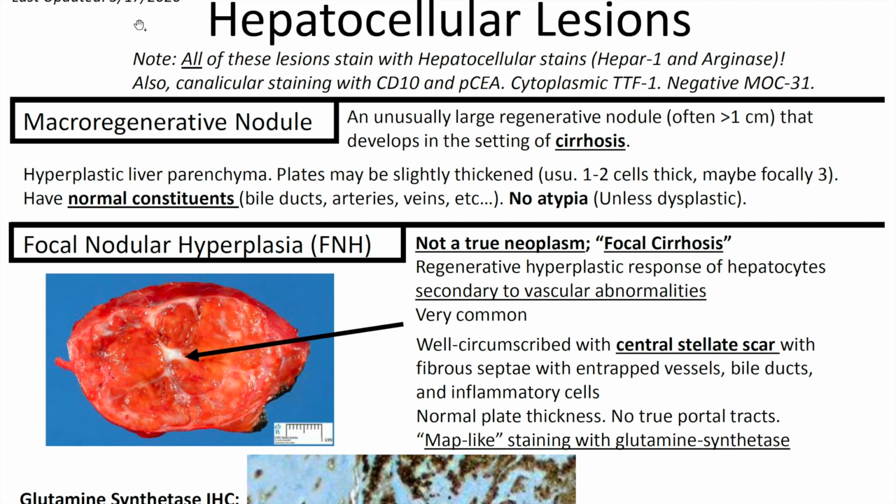So all of the lesions for hepatocellular lesions are going to stain with hepatocellular stains, which are going to be Hepar1 and arginase. Also, there can be canalicular staining with CD10 and PCEA, as well as cytoplasmic TTF1 and surprisingly negative for MOC31. So we're all familiar with MOC31 as a stain that can commonly be used for adenocarcinoma and differentiating between adenocarcinoma and mesothelial processes, right? So surprisingly, hepatocellular lesions are negative for MOC31.